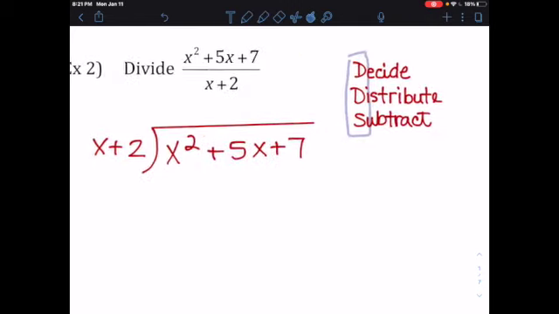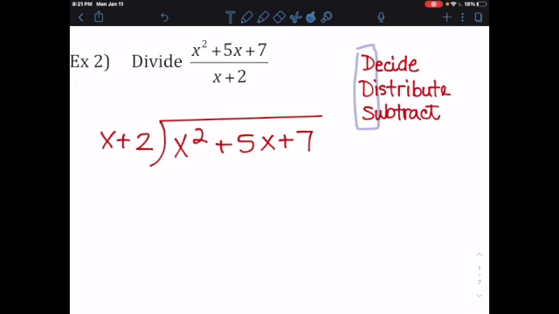So first thing we're going to do is decide. Now, what do we use to decide? Because this is a little different than the numbers. So what you are going to do is look at your very first term. Now it's very important that you know the sign. One of them is x squared inside, and then you have x outside. So what you're going to ask yourself is x right here times what gives you x squared? X times what gives you x squared? X times x gives you x squared. So now you decide it.